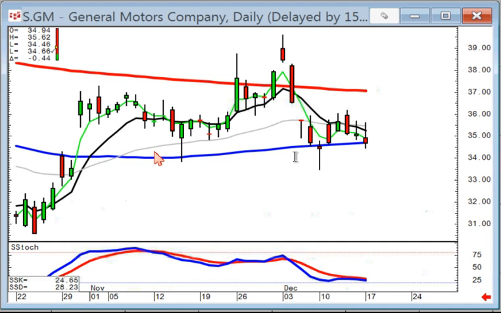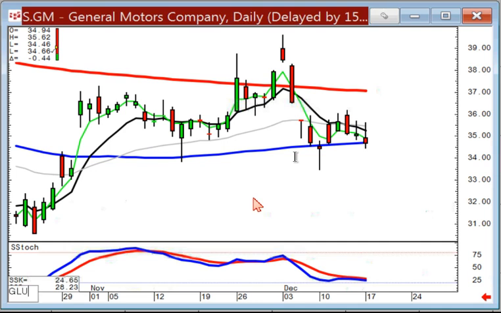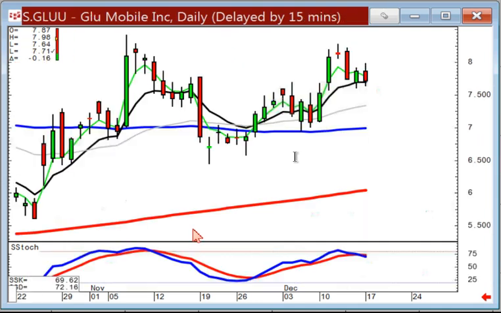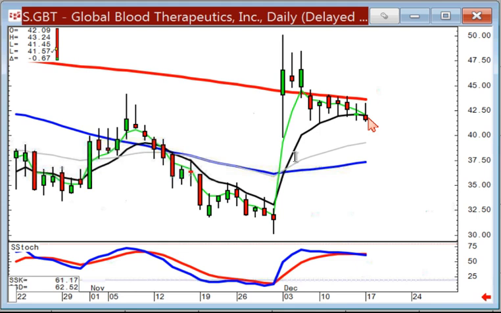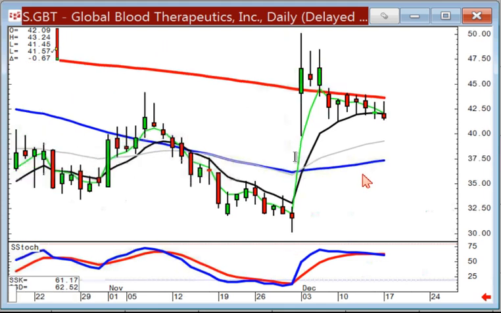Glue, I'd probably be someplace else. GBT held up for a while today, but when it closed back below the T-line, you should have closed it out. It's lost its energy.